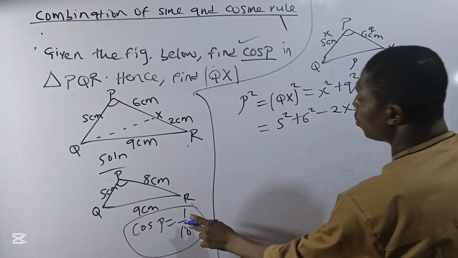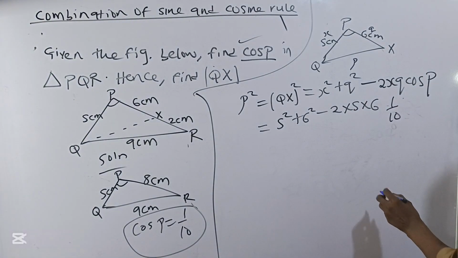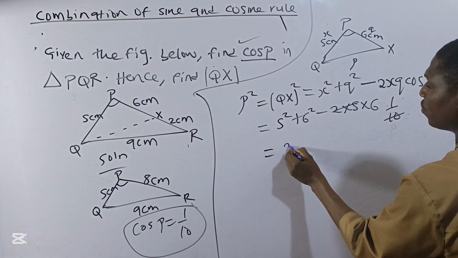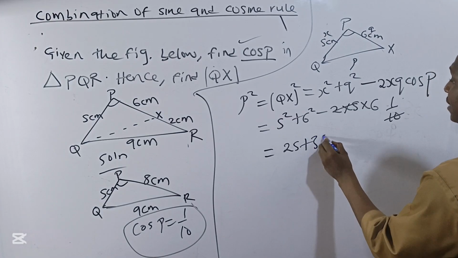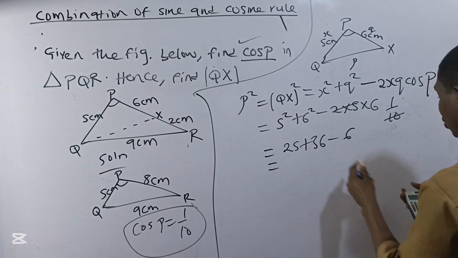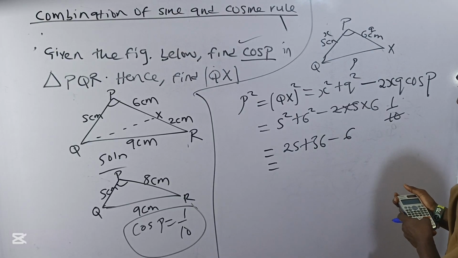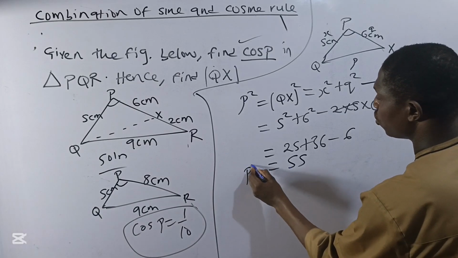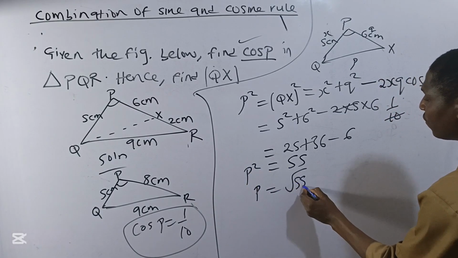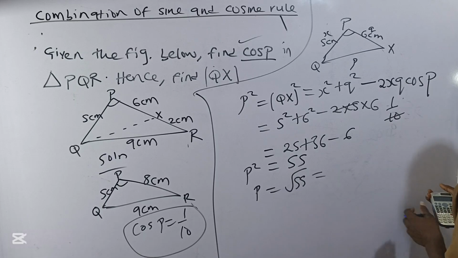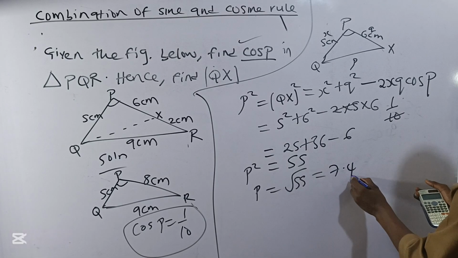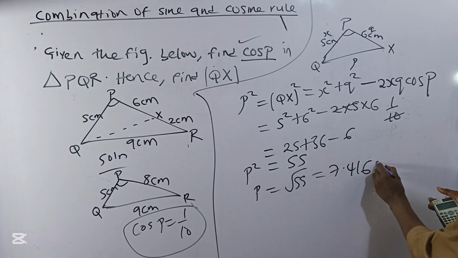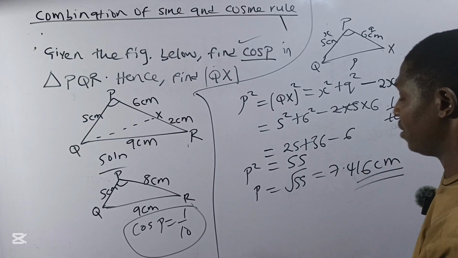Now, cos P is 1/10. So I'll simply use 1/10. 2 times 5 is 10, so this can cancel this. I'll have 6 left. So I'll have 5 square 25 plus 6 square 36 minus 6. So 25 plus 36 minus 6 will give me 55. So p square equals 55, and p will give me the square root of 55, which is 7.416 centimeters. So this is my answer.